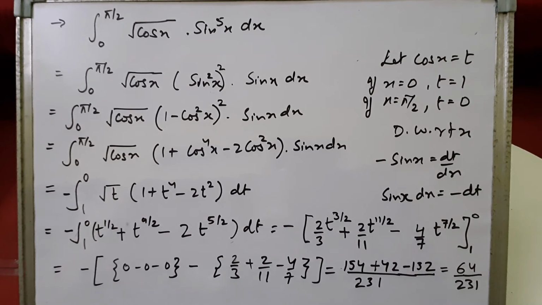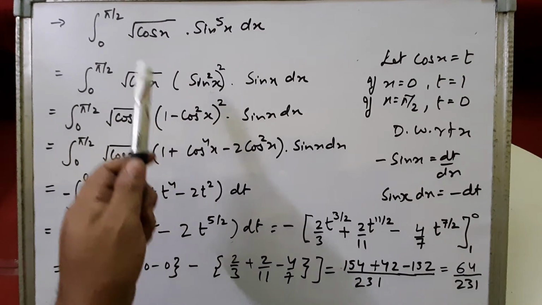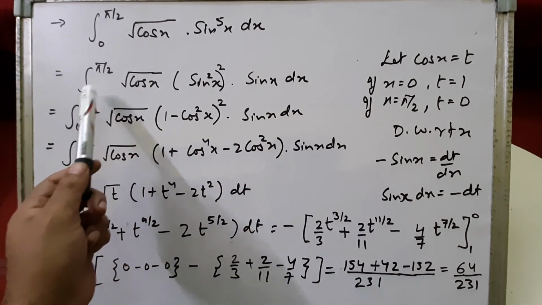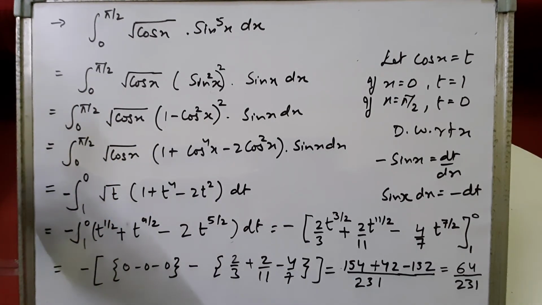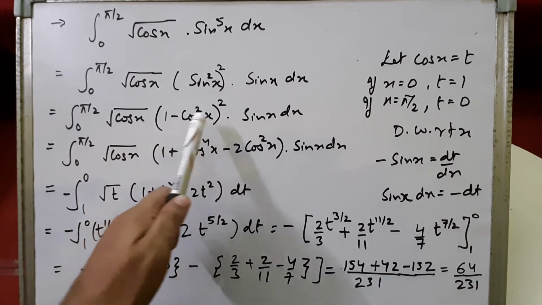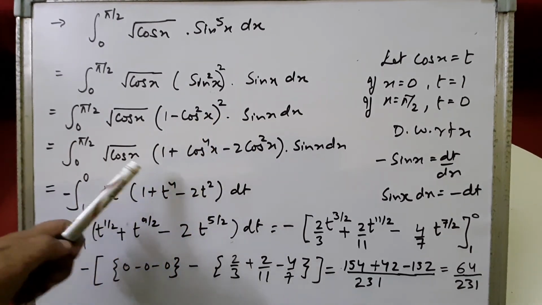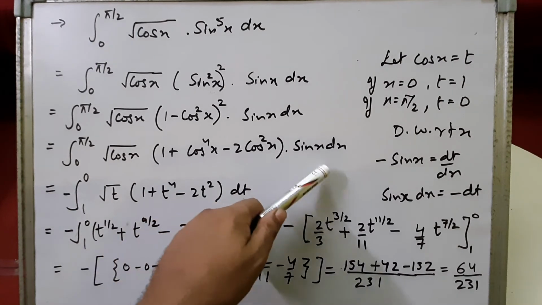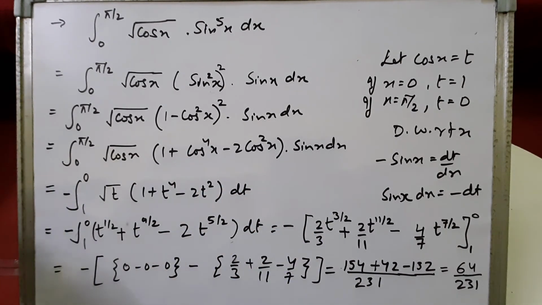So what we'll do here, first we'll simplify sine to the power 5 x. So sine to the power 5 x can be written as sine to the power 4 x into sine x, and sine to the power 4 x can be written as sine square x to the whole square into sine x, and root cos x will come as it is, lower limit 0, upper limit pi by 2. Okay, so now this sine square x can be written as 1 minus cos square x, to the whole square. So when we expand the square, we'll get 1 plus cos to the power 4 x minus 2 cos square x in the bracket into root cos x into sine x dx, lower limit 0, upper limit pi by 2.